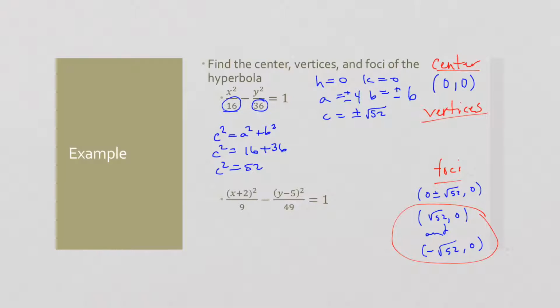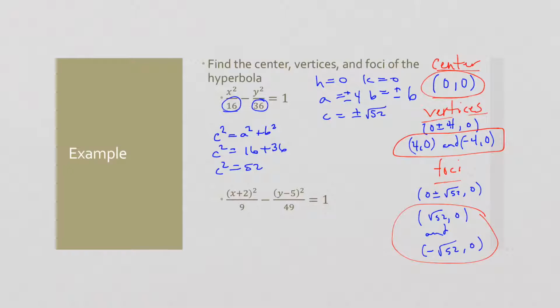Okay. For vertices, it's h plus or minus a. So 0 plus or minus 4, comma 0, which is 4, 0, and negative 4, 0. Final answer. So I have my center, my vertices, and my foci.